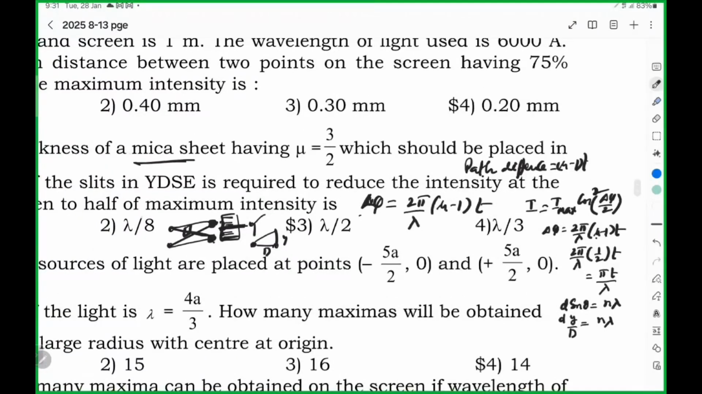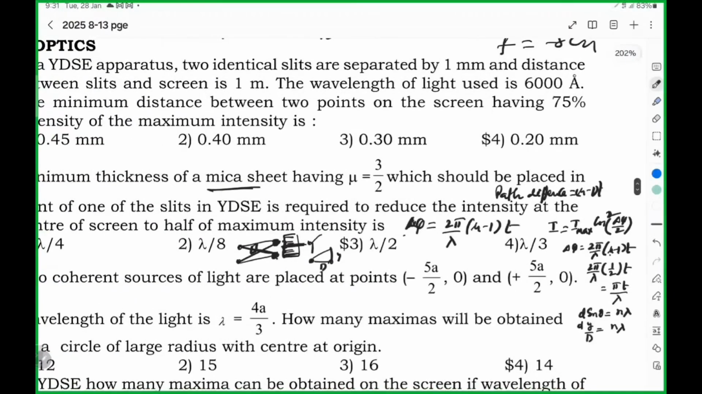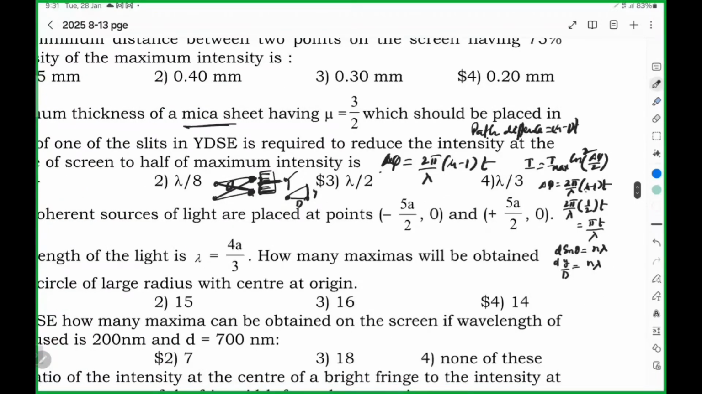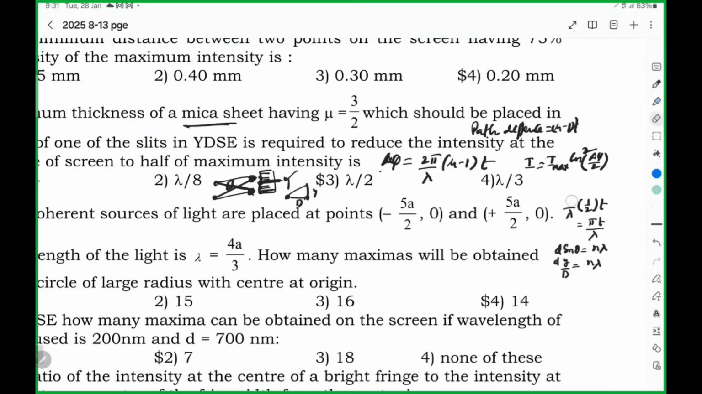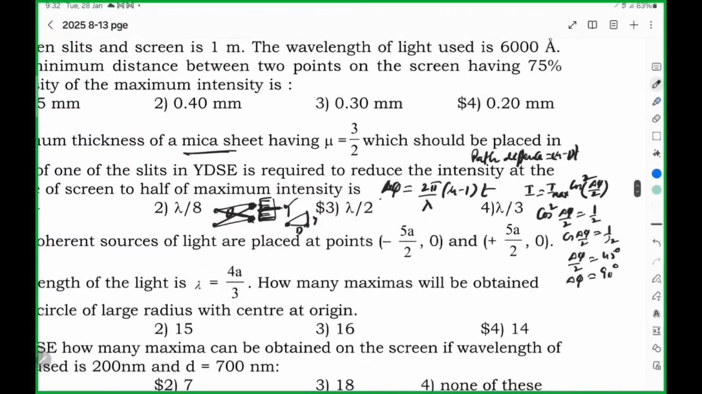Place the slit required to reduce the intensity at the center of the screen to half the maximum intensity. So from here, intensity is half means cos square delta phi by 2 is half. So cos delta phi by 2 will be 1 by root 2. Delta phi by 2 will be 45 degrees. Delta phi is 90 degrees.